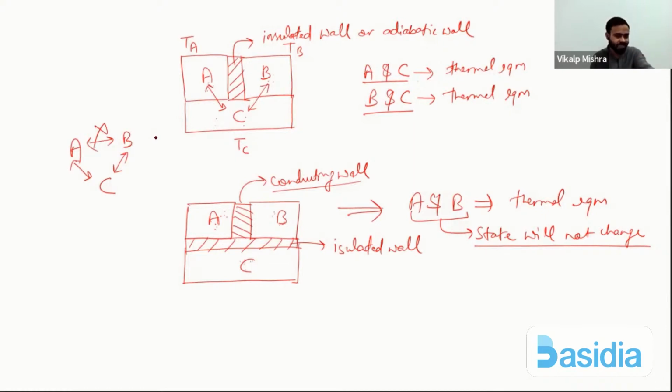So if you see that in general, like A and C are in thermal equilibrium, B and C are in thermal equilibrium, so A and B also should be in thermal equilibrium, but it is not that obvious if you see it in general. Okay, in thermodynamics, it is obvious. Like if the temperature of A and C is the same, and the temperature of B and C is the same, then we can say the temperature of A and B will be the same. Okay, understood?